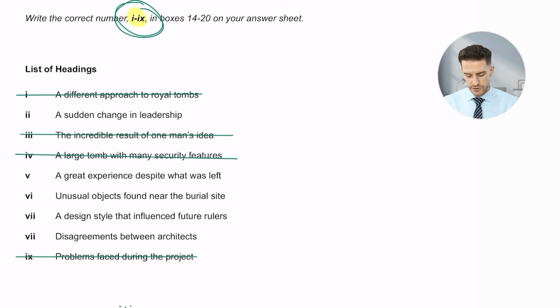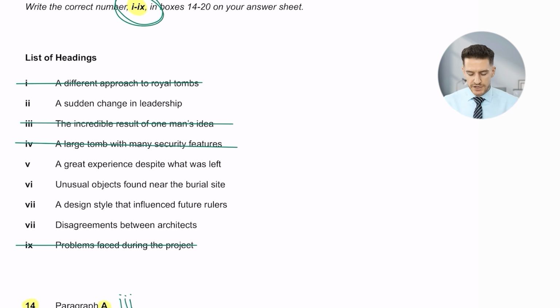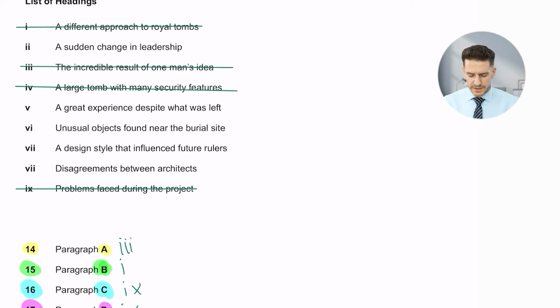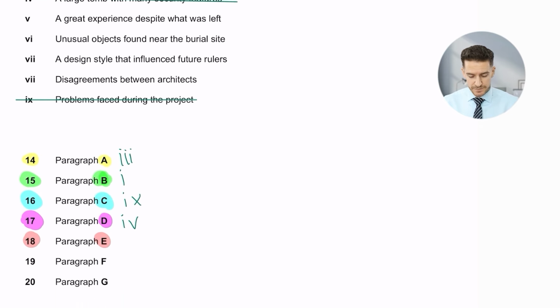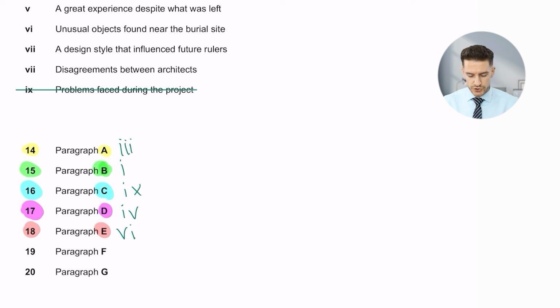Change in leadership. No. Great experience despite what was left. No, doesn't talk about an experience. Unusual objects found near the burial site. Okay, that could be it. A design style that influenced future rulers. No. Disagreements between architects. No. Now, it does talk a little bit about the archaeologists were not in agreement, but it's not talking about architects. So just be careful there. So I think for this one, the best and most appropriate heading would have to be number 6, which is unusual objects found near the burial site. So we can cross that one off.